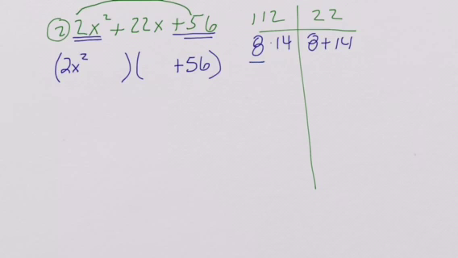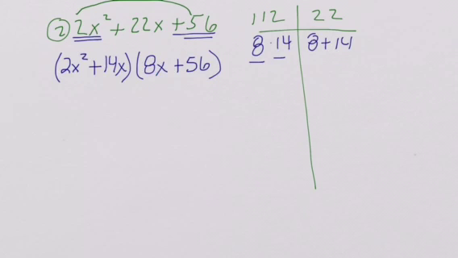Now we're going to look at 8 and 14. We're going to decide which one has the greatest common factor in common with 2, and then which one goes in with 56. So we're going to go ahead and put the positive 14x here and the 8x here.